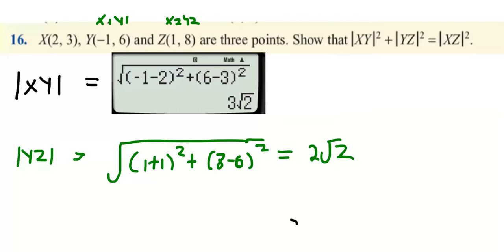And finally, I'm going to get the answer for XZ. So what's XZ? Anybody?